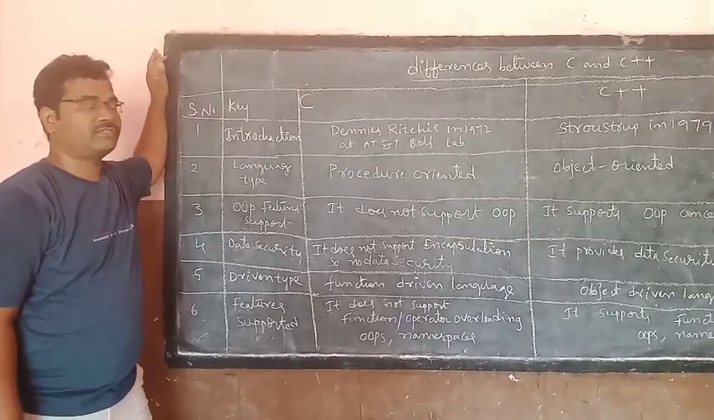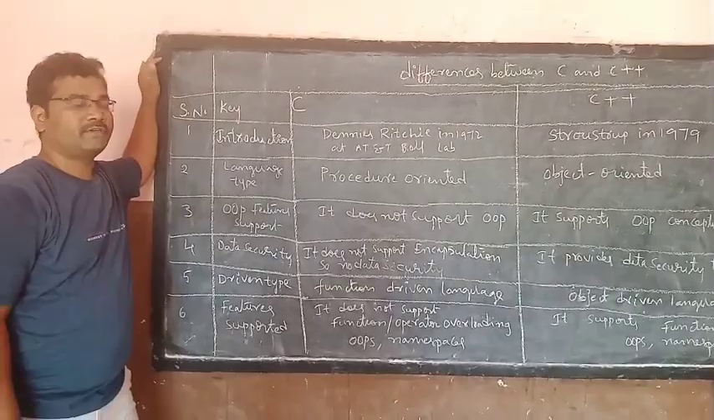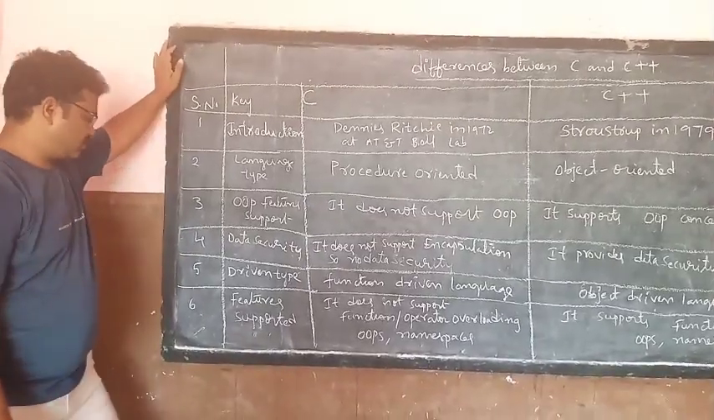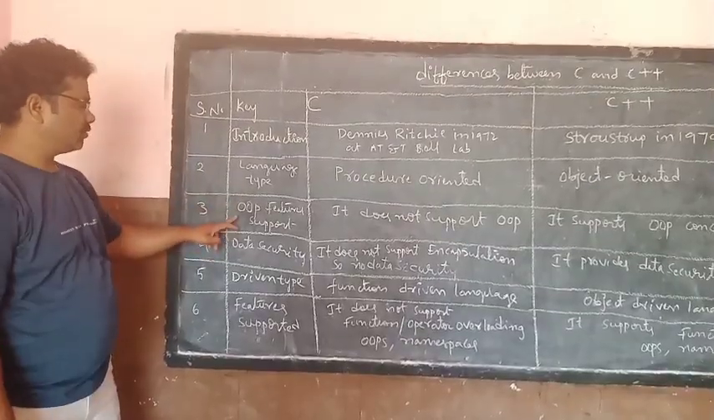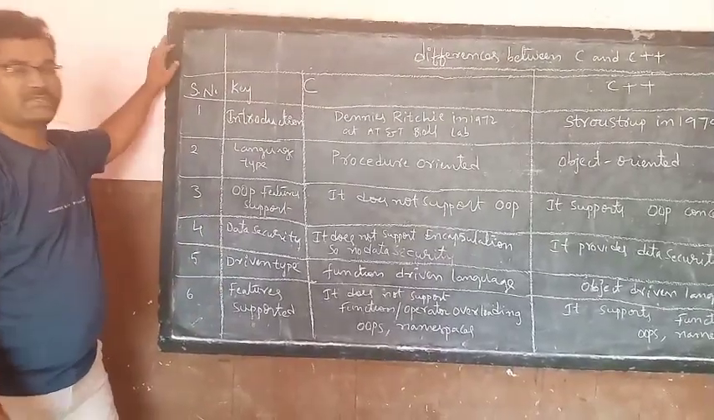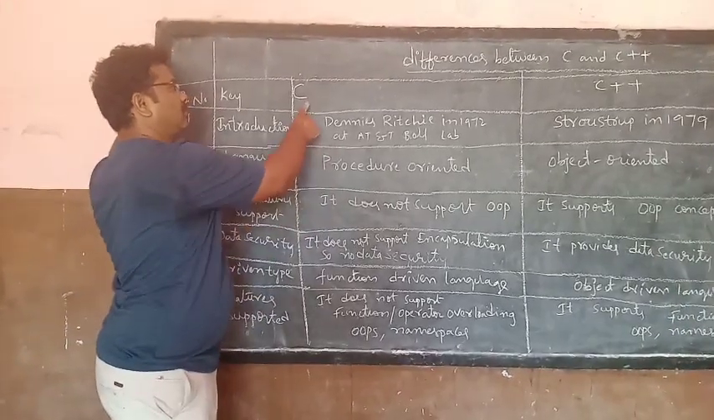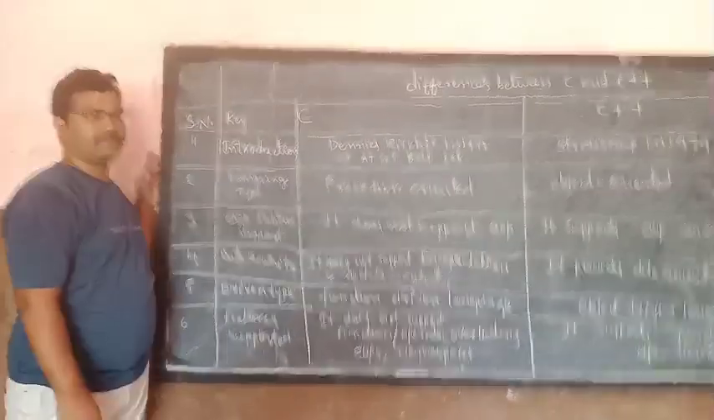C++ programming. Today's topic is differences between C and C++. In this, I took six concepts: introduction, language type, OOPS features, data security, driven type, and feature support. I created one table, C and C++. The first point here is introduction.